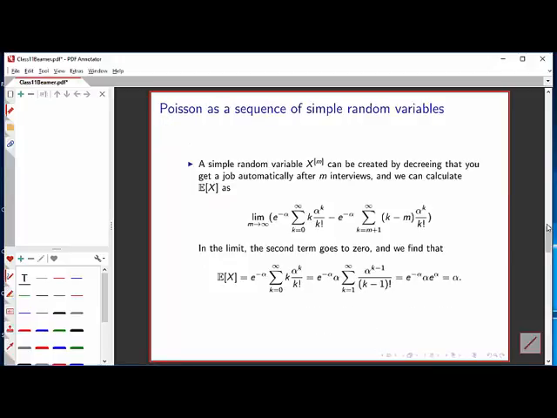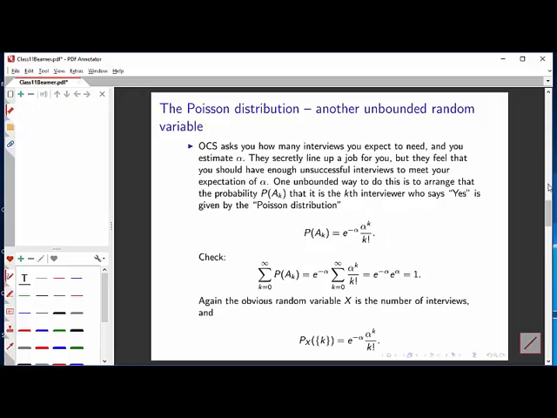What's your total number of interviews? Well, your total number of interviews is a random variable, and the probability that the successful interview is the kth one is given by this Poisson distribution again. All I've done here is switch my viewpoint from the sample space to the real numbers.